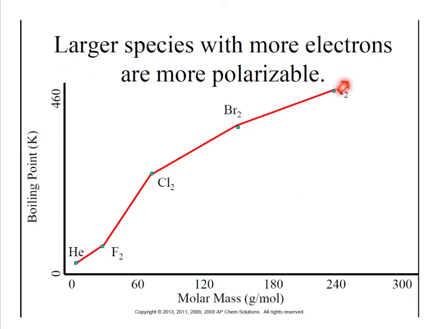And that's because it's the largest species, and so it's going to be more polarizable, which means the iodine molecules are going to be held on more tightly to each other than bromine, chlorine, fluorine, and helium. And so that picture we saw in the last slide where the electrons can be shifted to one side or the other, it's going to be a lot easier to shift the electrons in iodine than it is in bromine. As a result, iodine has a higher boiling point.